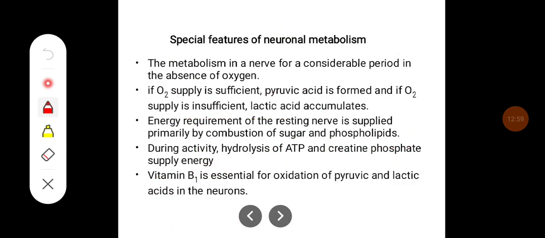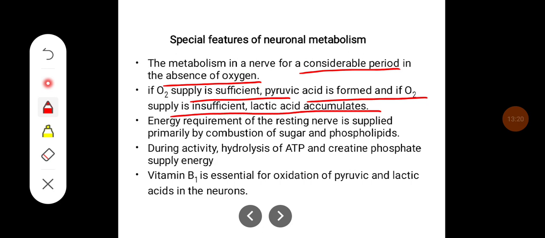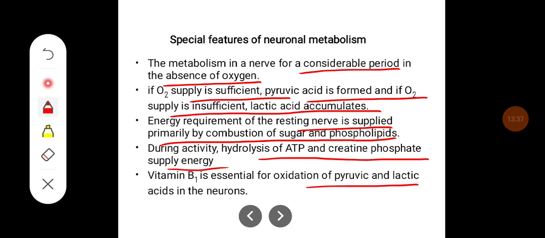Special features of neuronal metabolism: the metabolism in the nerve can continue for a considerable period in the absence of oxygen. If oxygen supply is sufficient, pyruvic acid is formed, and if oxygen supply is insufficient, lactic acid accumulates. The energy requirement of the resting nerve is supplied primarily by the combustion of sugar and phospholipids. During activity, hydrolysis of ATP and creatine phosphate supplies the energy. Vitamin B12 is essential for oxidation of pyruvic acid and lactic acid in the neurons.